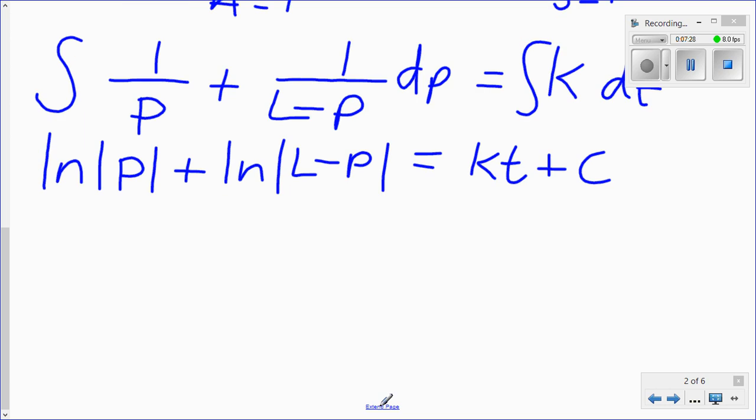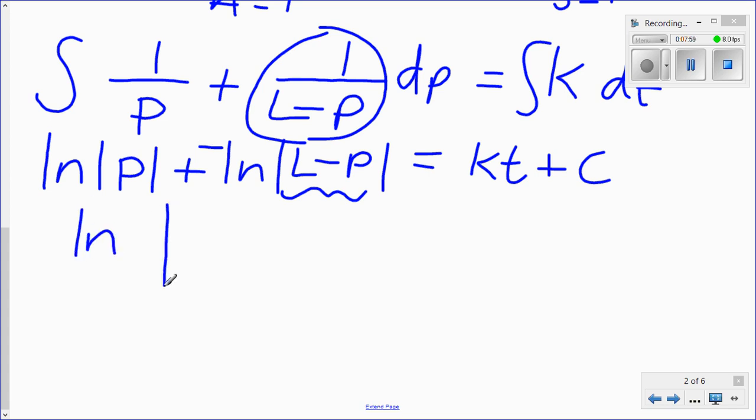Now, on the left side, there is one more thing that I need to do when I integrate. When I integrate the 1 over L minus P, it's going to be natural log of the absolute value of L minus P, but then divided by negative 1, which is the derivative of L minus P. So actually, this ends up being a negative. Okay, so now I'm going to condense the left side into a single logarithm. And because I'm subtracting my logarithms, this will condense into division.